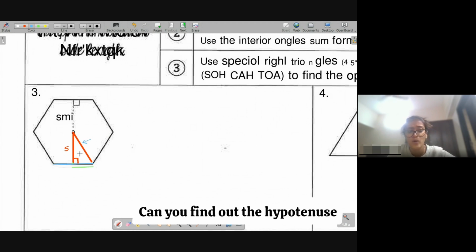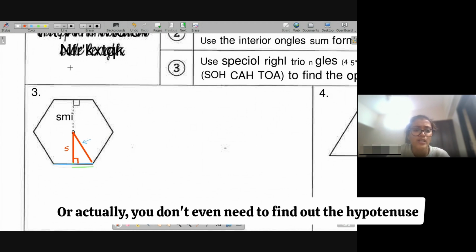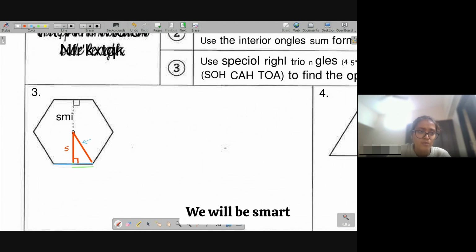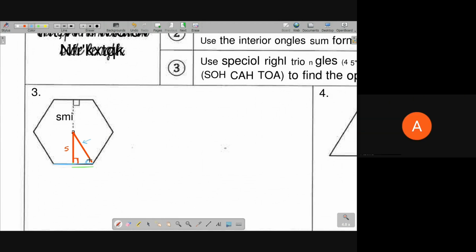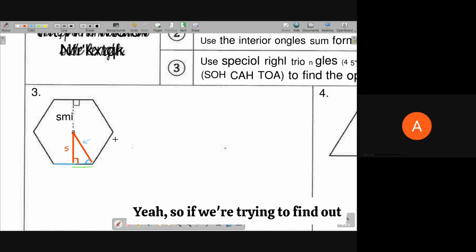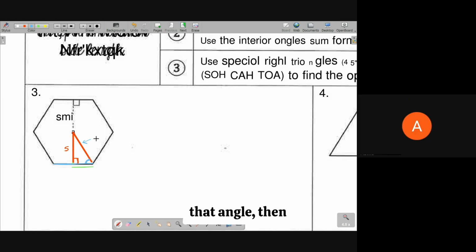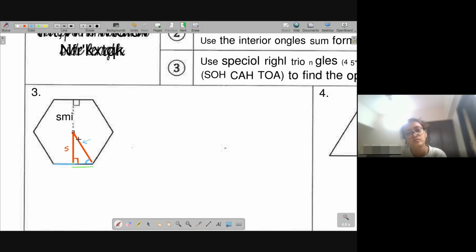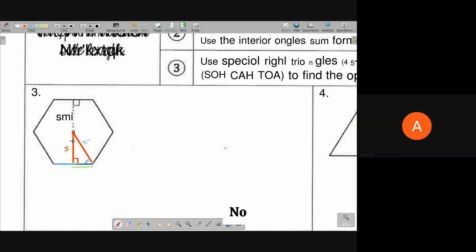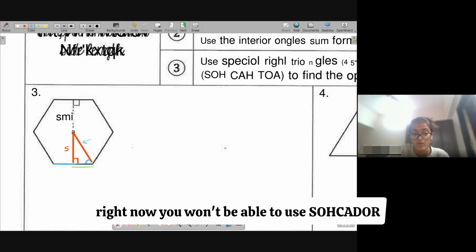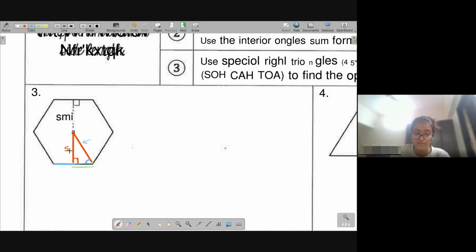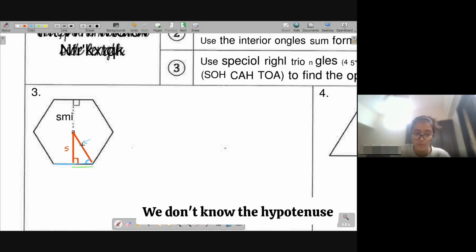Can you find out the hypotenuse? Or actually, you don't even need to find out the hypotenuse. We will be smart. Can you find out this angle? If you have this angle. If you're trying to find out that angle, then no, right now you won't be able to use SOHCAHTOA. You only know this side is 5. You don't know the hypotenuse.